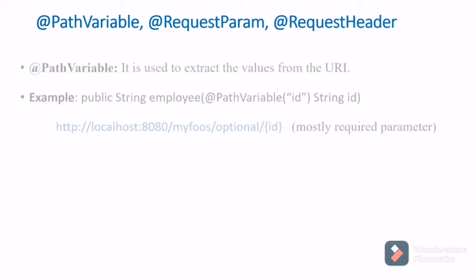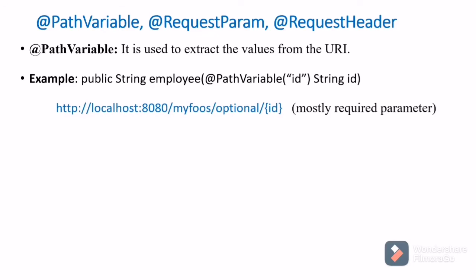Now let's see about @PathVariable, @RequestParam and @RequestHeader. First, @PathVariable, it is used to extract the values from the URI. For example, /myfull/optional/{id}. This id we have given in the brackets. This is the value we want to extract, and this path variable will mostly be a required parameter because we are adding it as part of the URI path. So if you remove it or make it optional, then it will cause a problem.